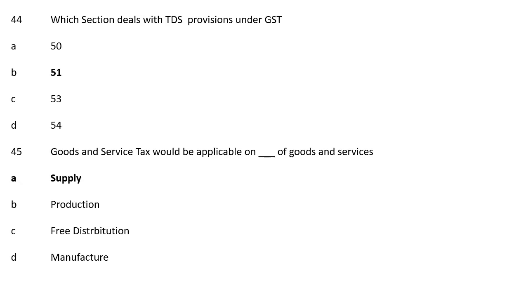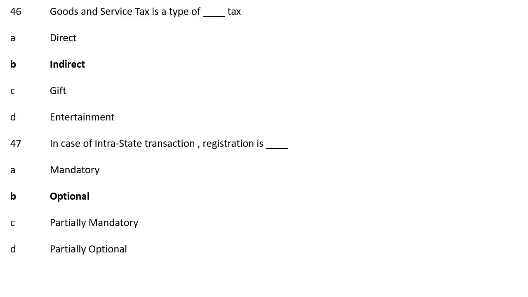Which section deals with TDS provision under GST? Option A 50, option B 51, option C 53, option D 54. The correct answer here is option B, 51. So section 51 deals with TDS provision under GST. Goods and service tax would be applicable on supply of goods and services.